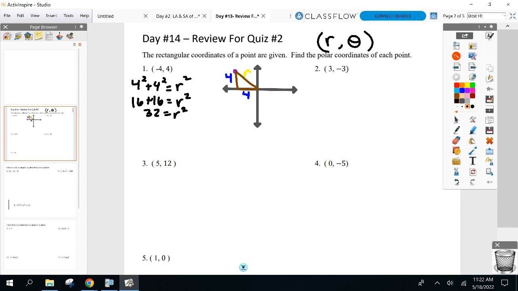I am not going to have you break down or simplify the radical. All right? It's not going to happen. I got other things to worry about that you can do. So you can just leave this as square root of 32 for your R value. There's the R value.